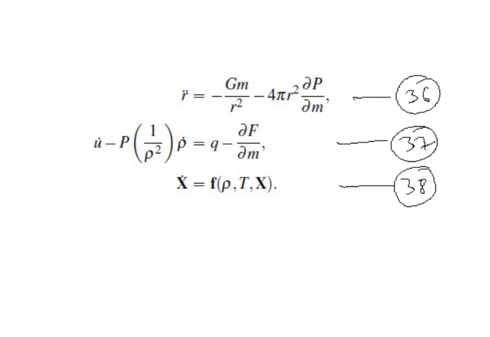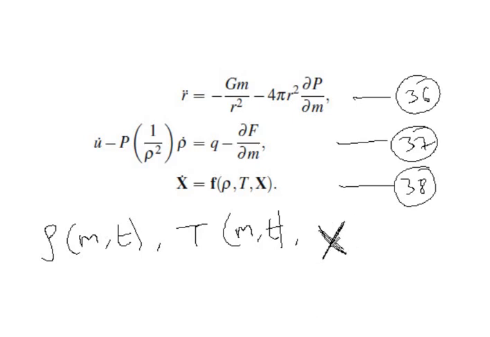Now this set includes the unknown structure functions: rho of m t, temperature of m t, and this X, which is a vector, again of m t, that must be solved in order to describe the star. But it also contains other functions that must be supplied from additional physics. For example, thermodynamics and statistical physics will give us P and U. Similarly, atomic physics and radiation transfer will supply us F. And nuclear and particle physics will supply us this part.